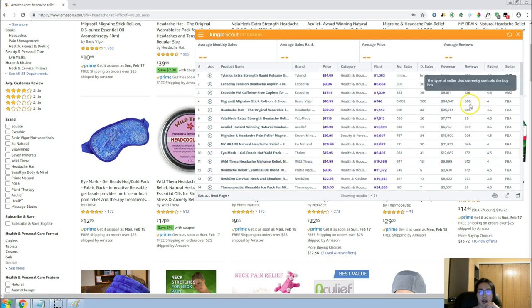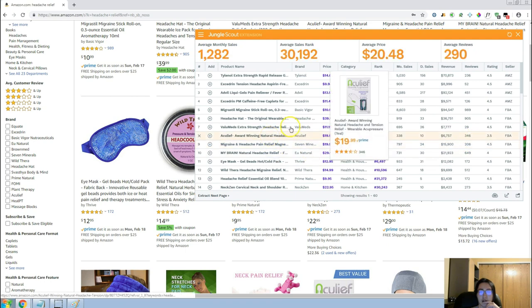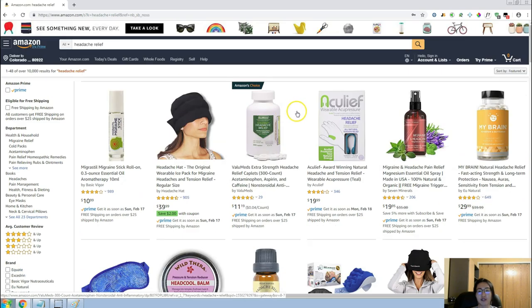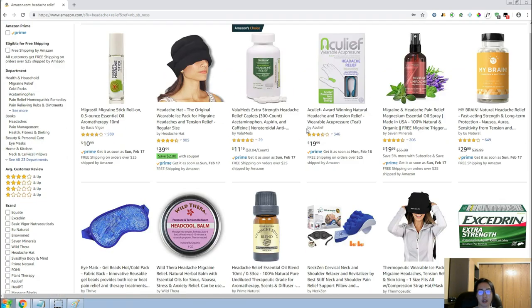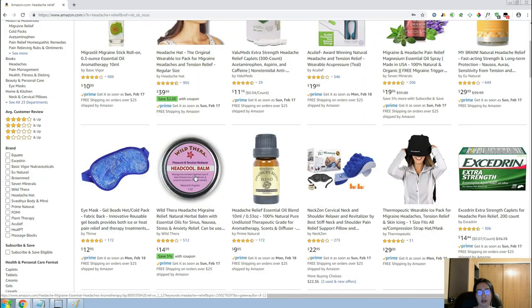But you'll see right here, a lot of these have like 1,000 reviews, 300, 400 reviews. Pricing is decent. But you'd have to know what you're selling for the headache relief. Maybe you could bundle this with something else. Like, dang, $40 for this thing? They're probably making some bank on this. So it's an ice pack. Also for migraines, that's interesting.